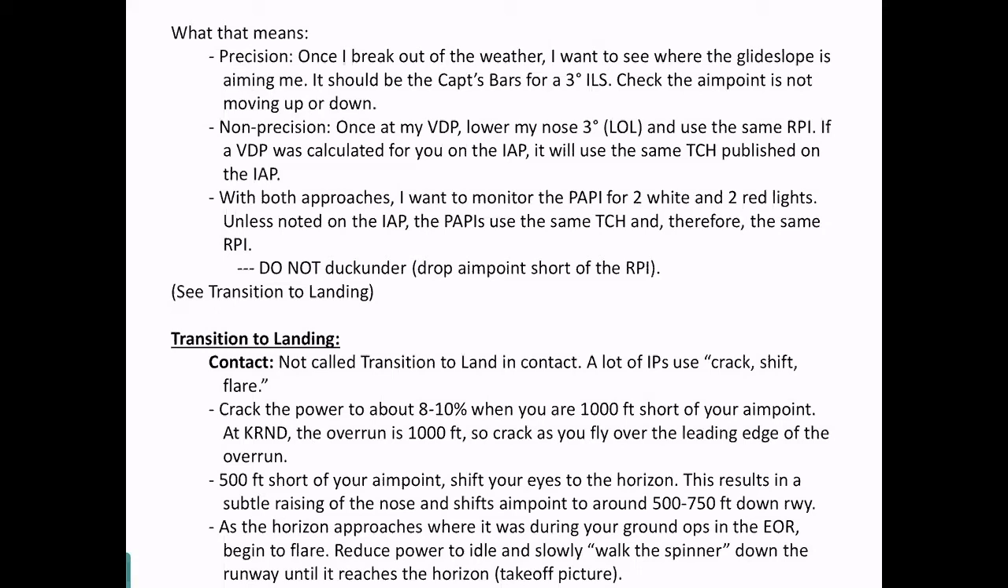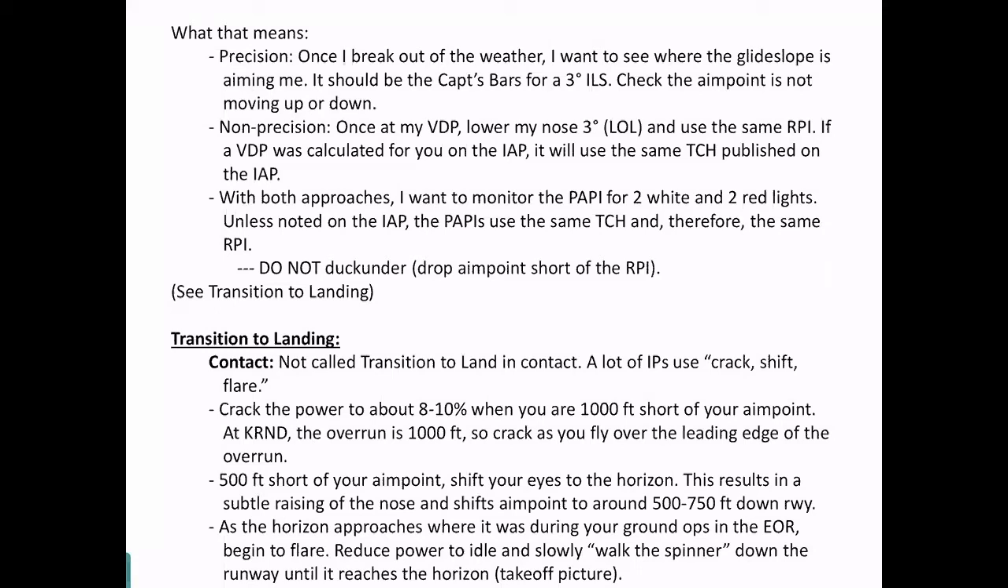All right, let's talk about transition to land here for a moment. In contact, we don't call it transition to land. That's actually an instrument term, but it's still really the same thing. In contact, a lot of instructors use a phrase called crack, shift, flare. When I am 1,000 feet short of my aim point, I want to crack my power. Now remember, this is contact, so I was using 16%. I want to crack that power back about 8 to 10%. 11 would be okay, 12 might be a little high. 8 might actually be a little low itself, but somewhere right around 10%.